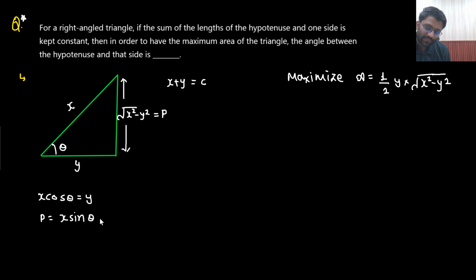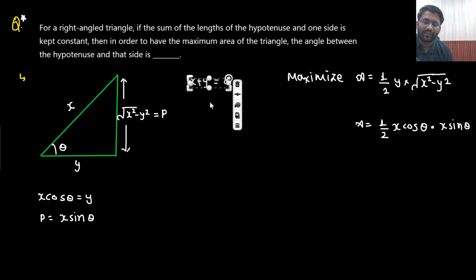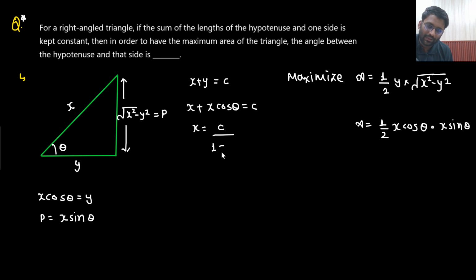Say yes or no? So area I would have written in this manner: half into base. Base I am putting x cos theta and height I am putting as x sin theta. And from here what I would have seen is that x plus y is constant. So what is x? Let's keep x as it is. And what is y? y is nothing but x cos theta. So x plus x cos theta equals c, so the value of x is coming out to be c upon 1 plus cos theta.